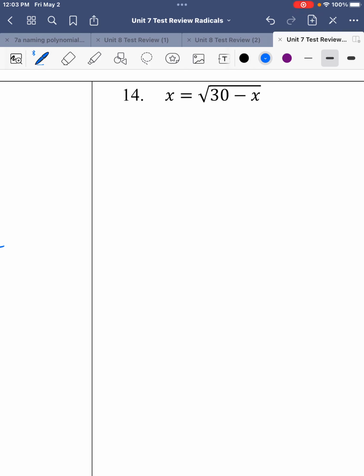Number 14, the radical is already isolated. There's no terms on the outside of it. There's no multiplication or addition here or here. So that means it's isolated. So now we just undo the radical by squaring.